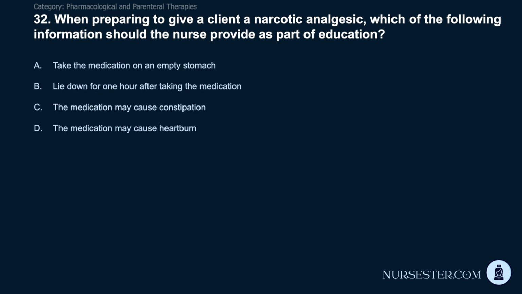32. When preparing to give a client a narcotic analgesic, which of the following information should the nurse provide as part of education? A. Take the medication on an empty stomach. B. Lie down for 1 hour after taking the medication. C. The medication may cause constipation. D. The medication may cause heartburn. Correct answer: C. The medication may cause constipation.